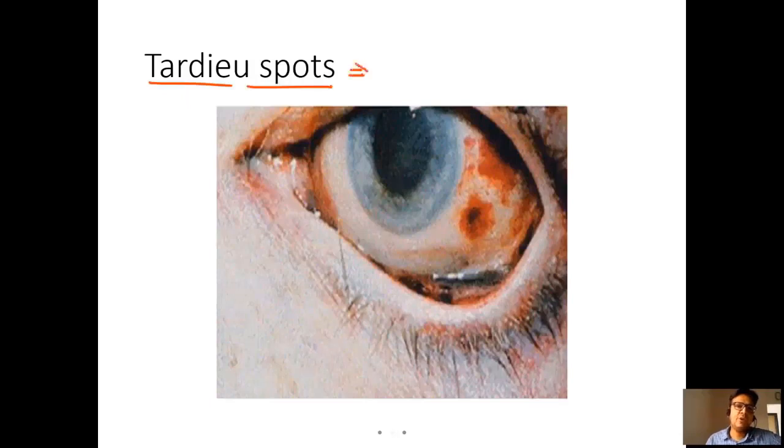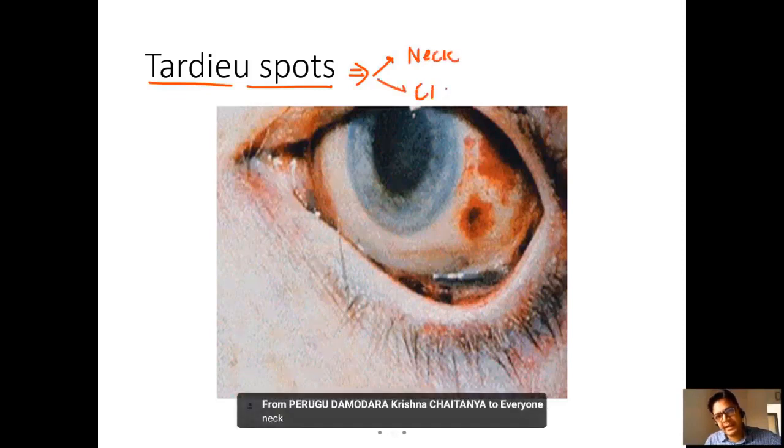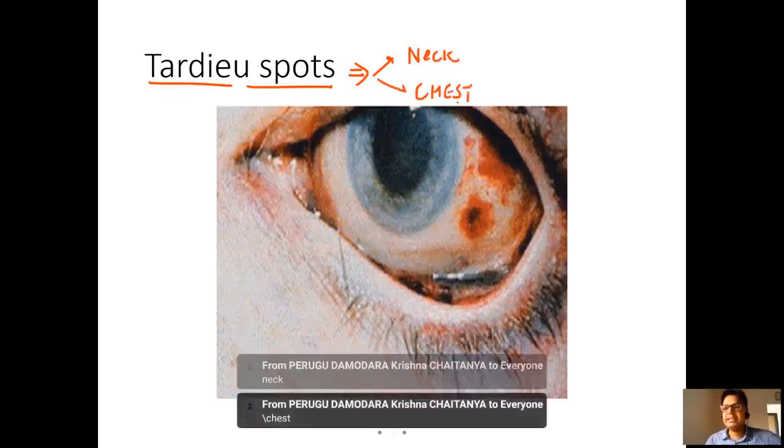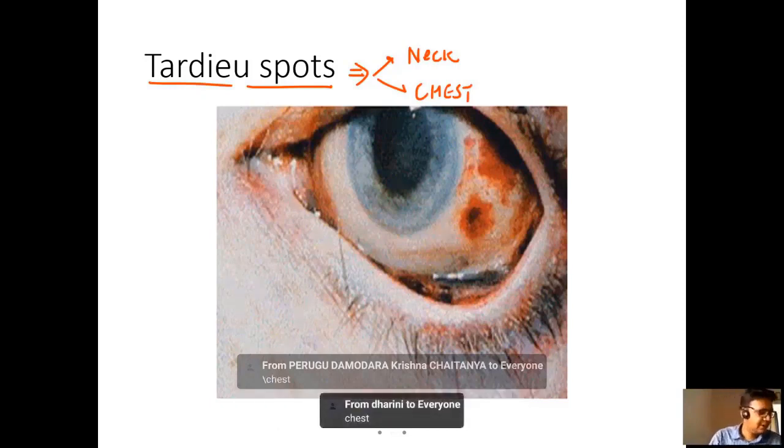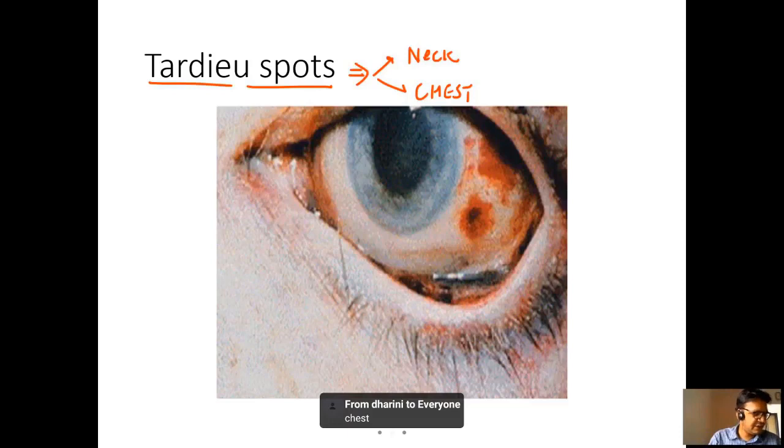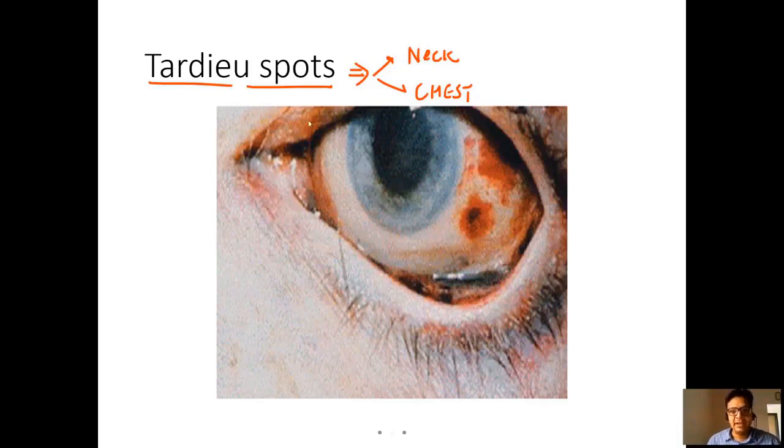Tardieu spots are petechial hemorrhages seen in conjunctiva. In which asphyxial death? In death in which what is compressed, my dear friend? Neck and chest. It is seen in neck and chest compression. This is known as Tardieu spot. If you get this image, it is an image of asphyxial death where neck and chest are compressed. Most common site is conjunctiva.